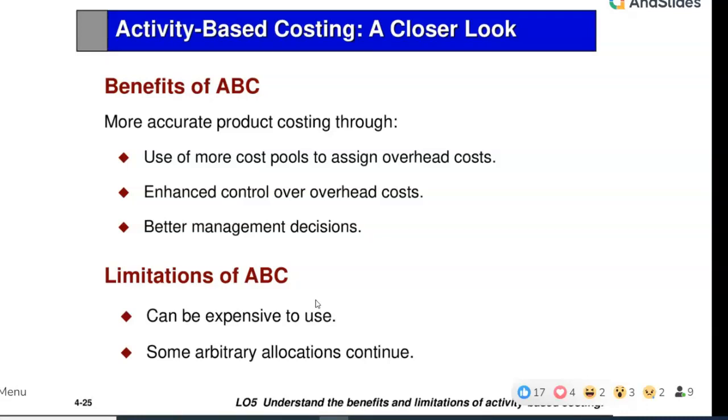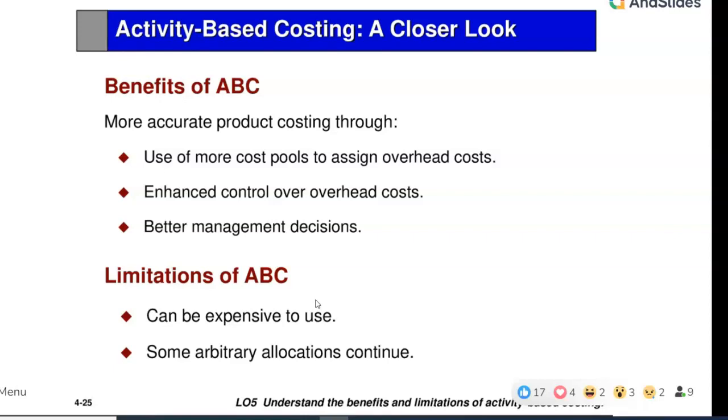I have to ask, okay, how much total electricity and how many times is this activity going to be performed? So I'm estimating at the beginning of the year the total cost, and I'm estimating the total number of times the activity is performed, just like I did in job costing. Only in job costing, I only did it with one big pool, a million, and one activity, direct labor hours. Now I'm using 10, 20 pools.